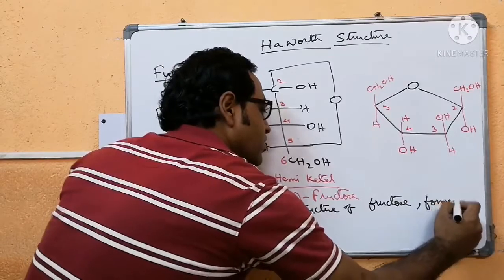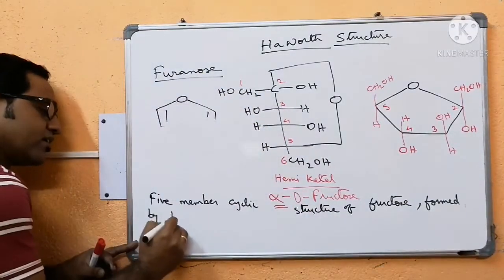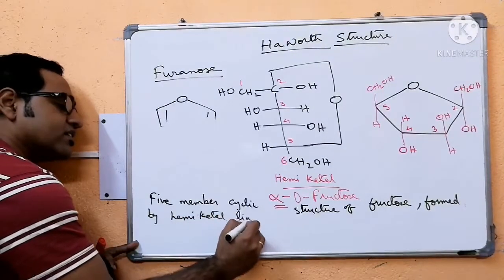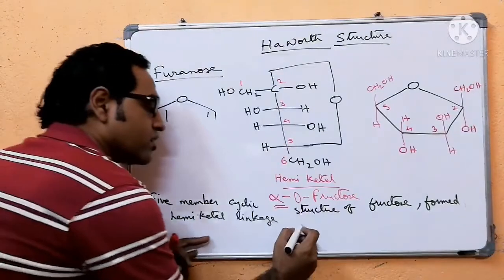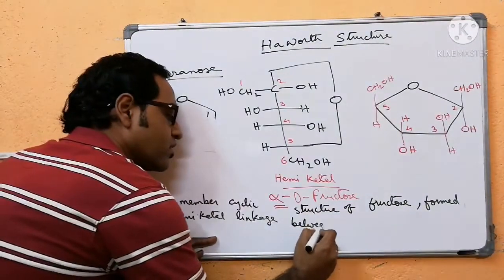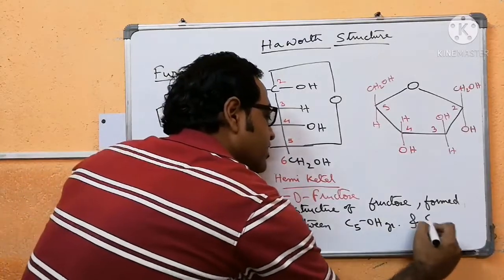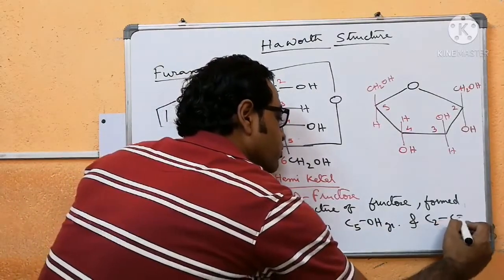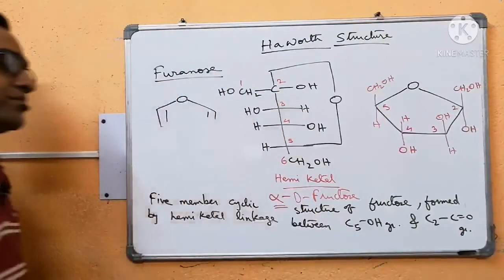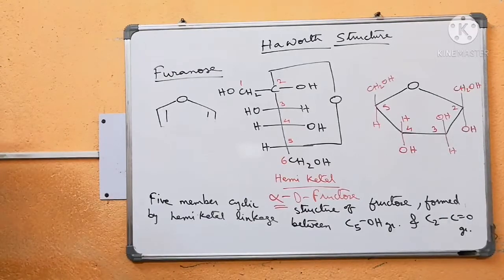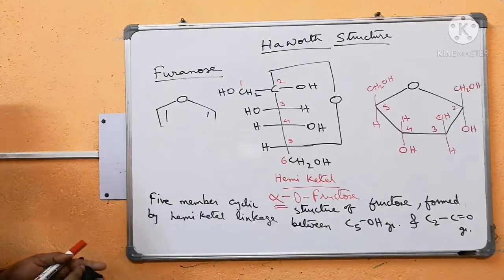formed by hemiketal linkage between C5 OH group and C2 keto group. Okay. So this is how we define the furanose structure of fructose and the pyranose structure of glucose. Next, we will move on to the disaccharides.